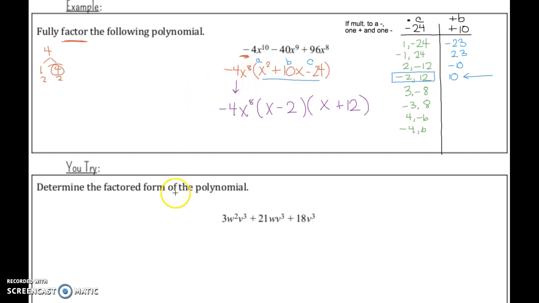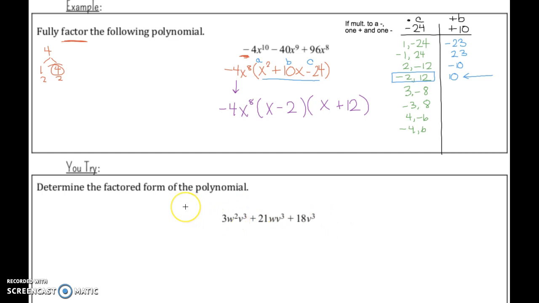Okay, so to kind of alleviate the you try situation, since I'm not there to check your work or help you, I'm going to go through this next you try. If you feel pretty confident that you can do it, you can try it on your own while I'm doing it. But if you don't feel very confident, here's another example.